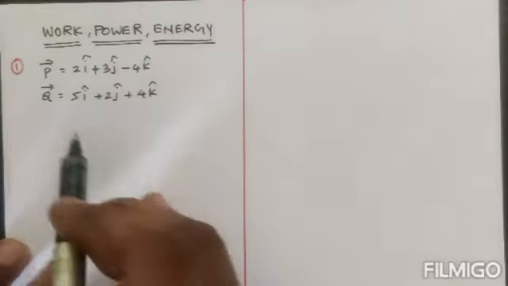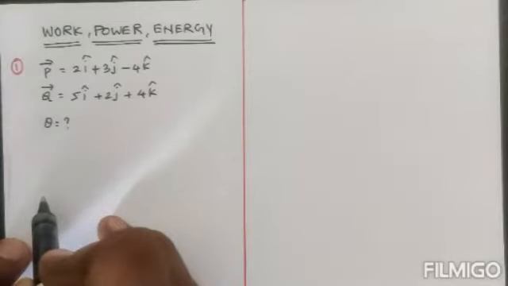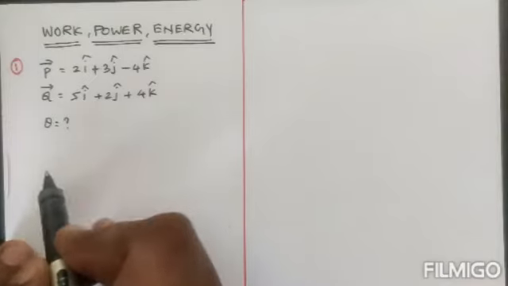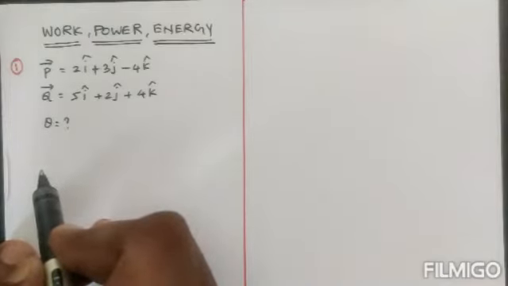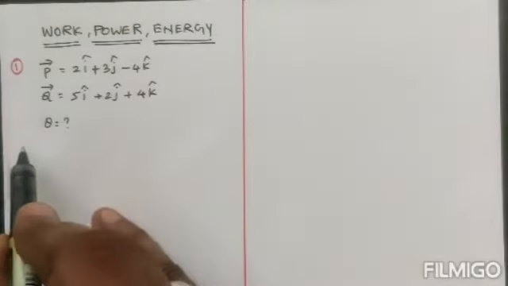So to find the angle between these two vectors, theta is being asked. P vector and Q vector are given, and the angle is asked. It is clearly mentioned that this is from scalar or dot product. So let's see the solution.